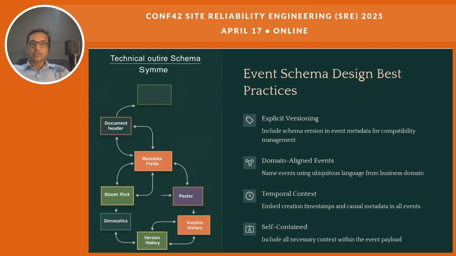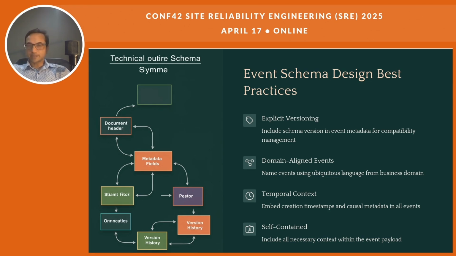Temporal context embeds creation timestamps and causal metadata within the events, enabling accurate tracking and sequencing. Lastly, events should be self-contained, including all necessary context within the payload to minimize dependencies and streamline processing. These practices collectively enhance observability, fault tolerance, and operational efficiency.